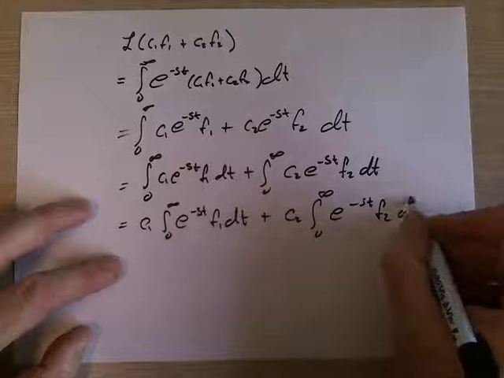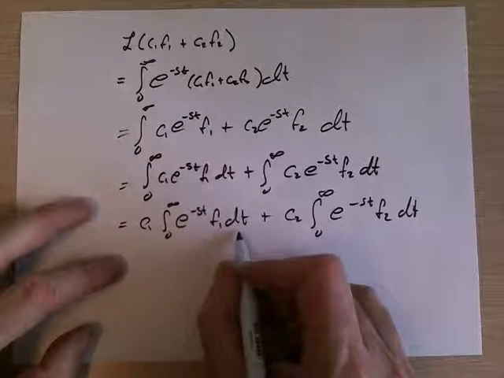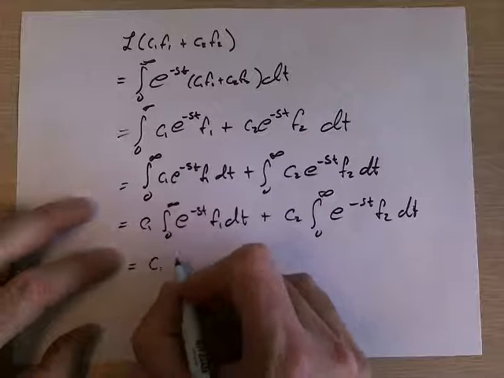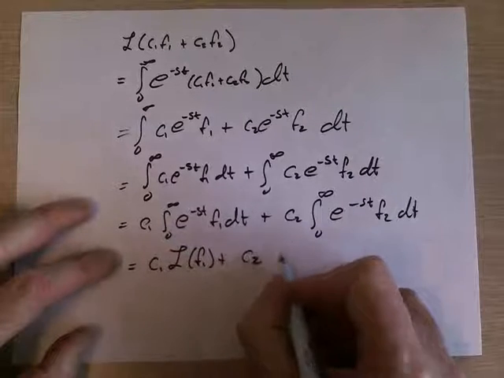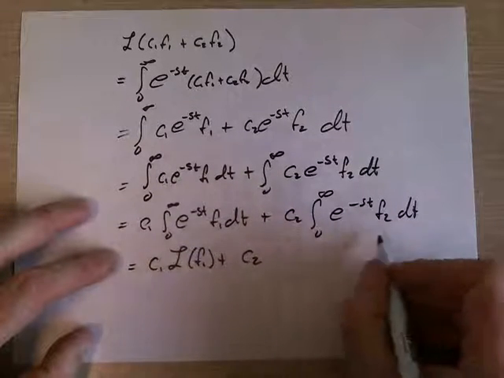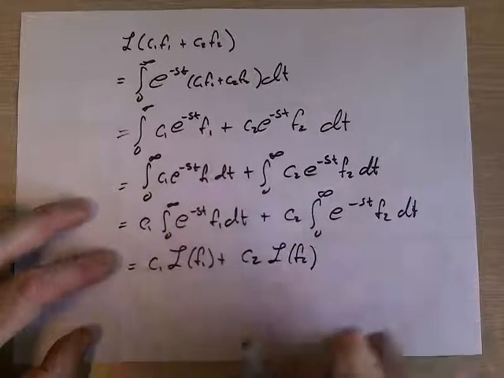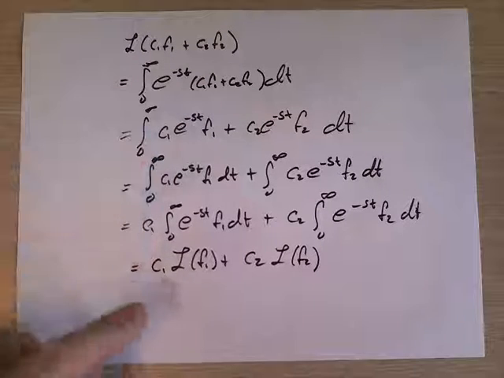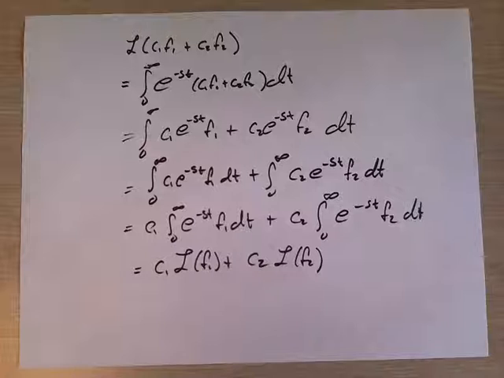st f2 dt. But this right here is the definition of the Laplace transform of f1. So this is c1 Laplace transform of f1 plus c2, and this bit right here is the Laplace transform of f2. So the Laplace transform of c1 f1 plus c2 f2 is c1 times the Laplace transform of f1 plus c2 times the Laplace transform of f2.